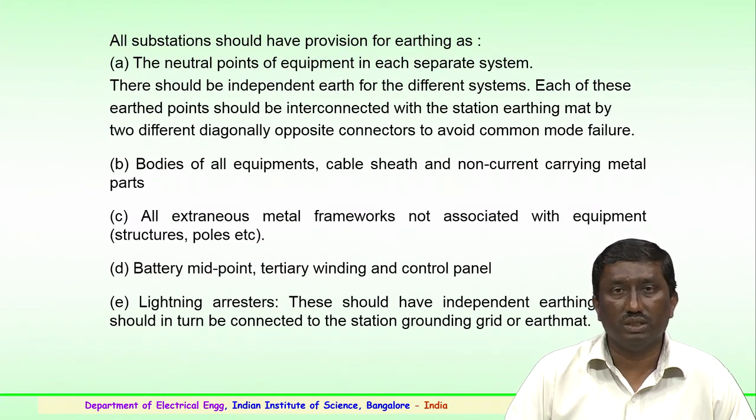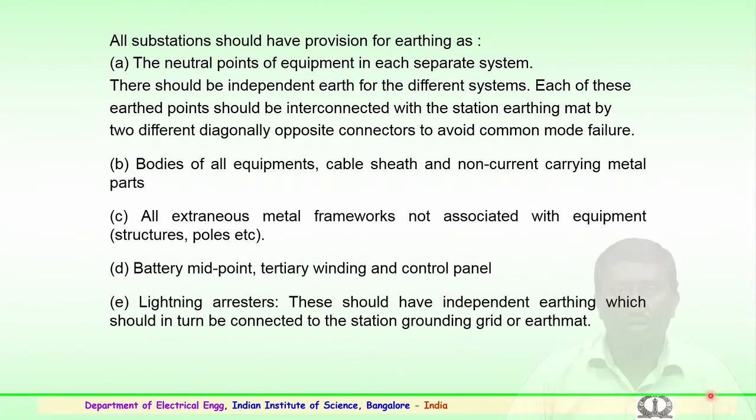So, all the substations, it could be low voltage, medium or very high voltage, should be able to have a provision for earthing or grounding, and it should be seen that the neutral points of the equipment in each separate system are maintained. There should be independent earthing for the different systems, and each of these earthed points should be interconnected with the station earthing mat by two different diagonally opposite connectors, mainly to avoid common mode failures.